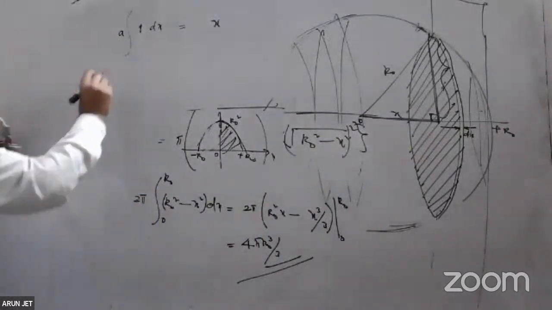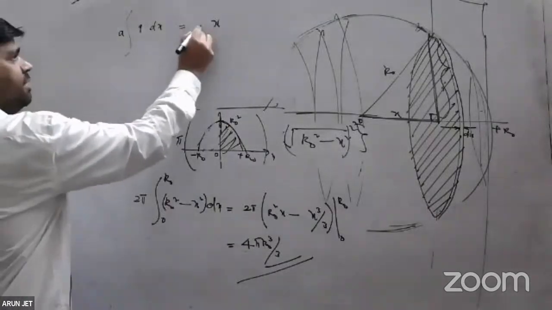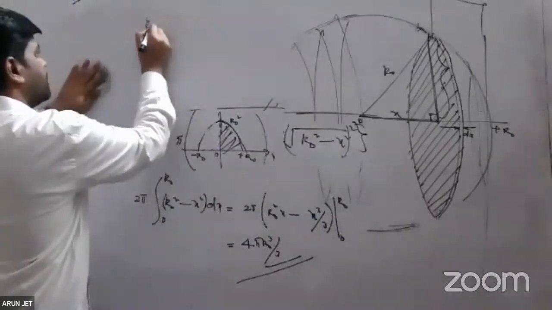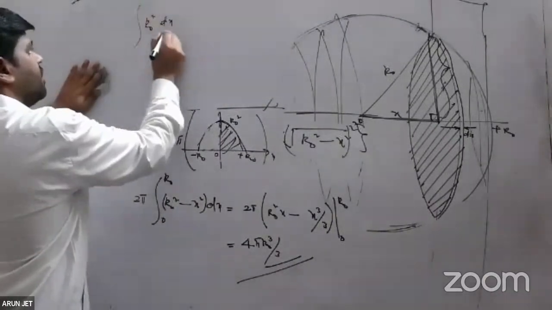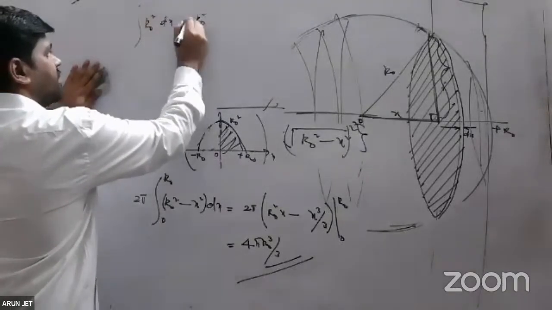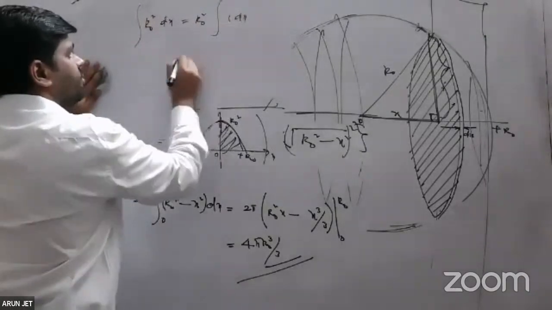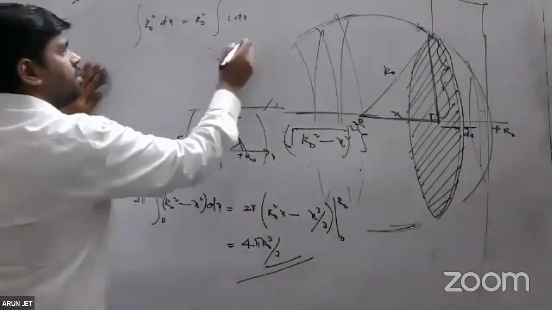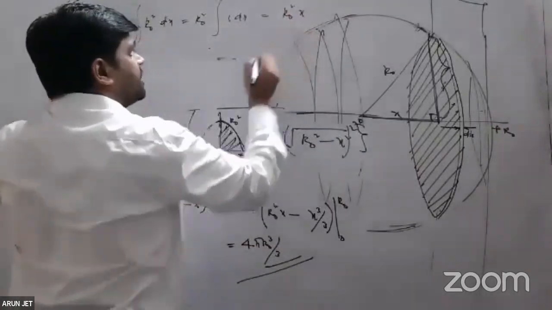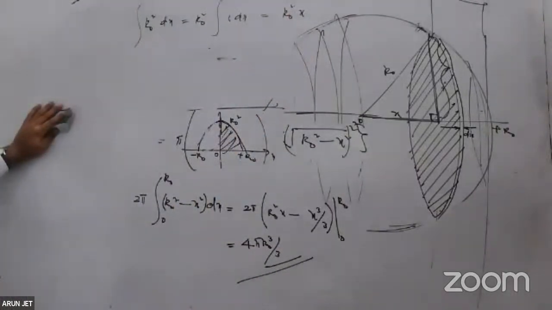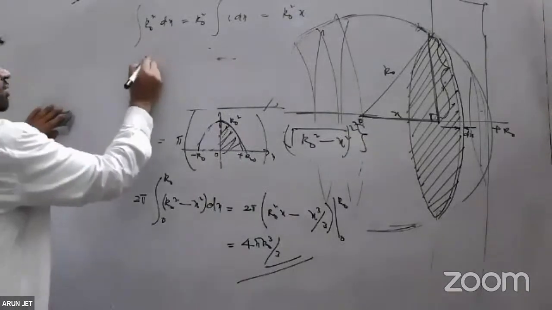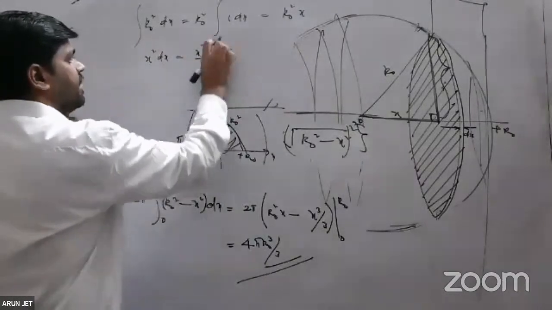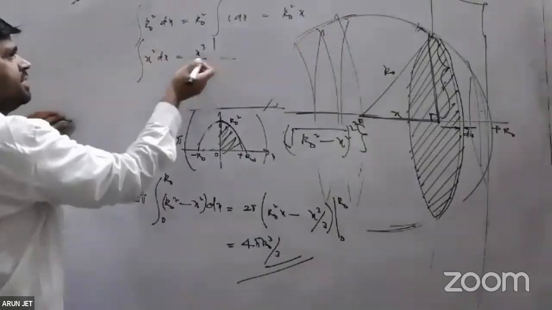All right. Now look at this. So integral a dx is a comes out, it becomes ax. Similarly, I've got r naught square dx. So r naught square comes out, integral 1 dx, which is nothing but r naught square x. Is it clear? Now, x square dx is nothing but x cube by 3. Right? This is fine now. Integral x square dx is x cube by 3.